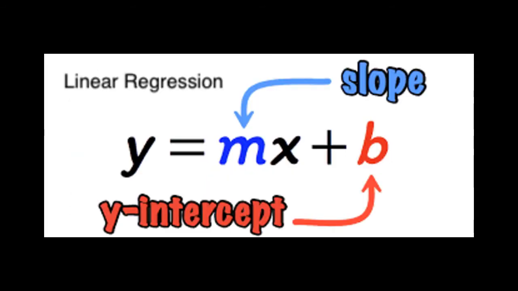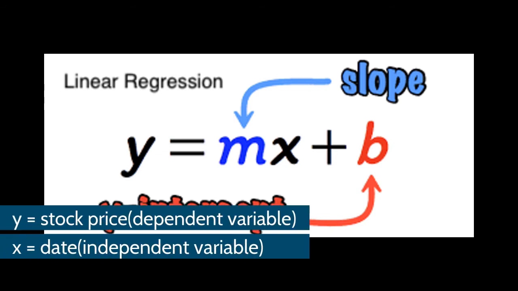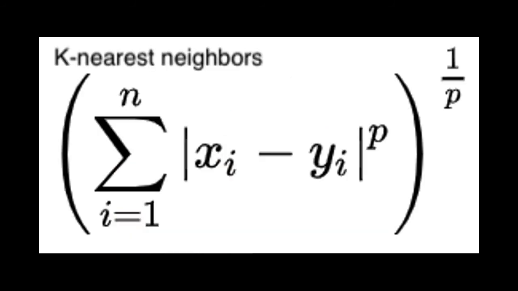Next, I researched linear regression. This is the formula used for linear regression. It is also known as the slope-intercept form. The y is the stock price, or the dependent variable. The x is the date, or the independent variable. The model calculates the slope and the y-intercept. Once all the blanks are filled in, the machine learning model can calculate the prediction, or the stock price, for y.